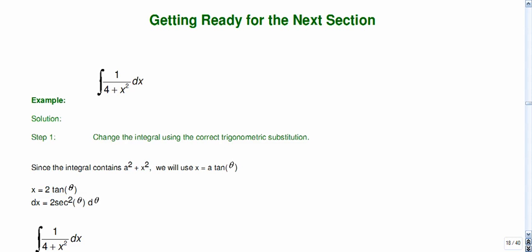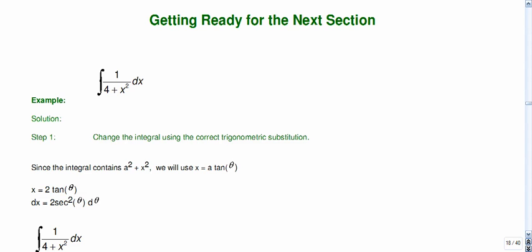Okay, we're going to use the next example to illustrate what's going to happen in the next section. I'd like to integrate 1 over 4 plus x squared dx. I have no technique up to this point I can use other than the trig substitution. Notice it's of the form a squared plus x squared. So I'm going to start again by changing the integral using that particular trigonometric substitution.